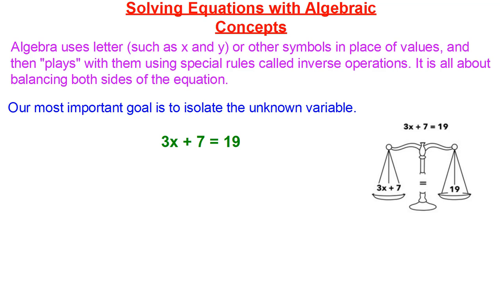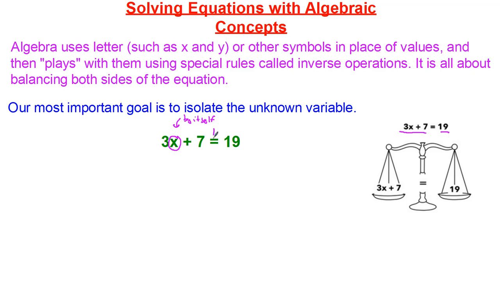All right, so our most important goal is going to be to isolate the unknown variable. Okay, so if we look over here, we can see that we don't know what x is. So we need to get this x here by itself. That is the entire goal. So I've represented this over here on this scale. All this is saying is that whatever 3x plus 7 is, it has to be equal to 19. So this side has to be equal to that side. So whatever I do on one side of the equation, I have to do on the other.